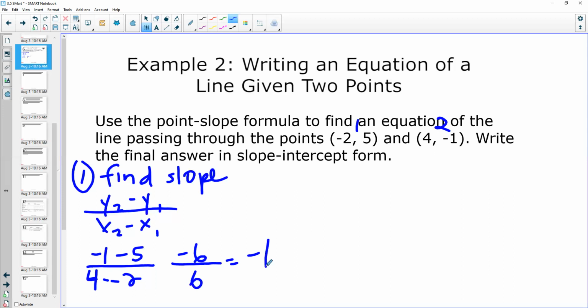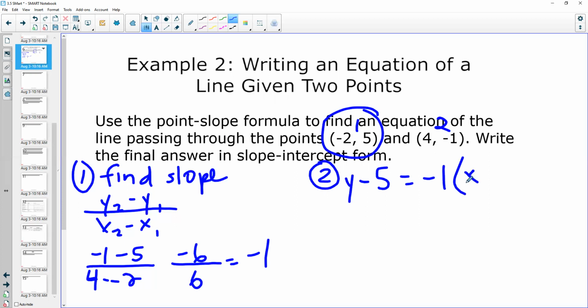Now, I'm going to write the equation. The key point here is that I can use either point. It doesn't matter. Use whichever, either -2, 5 or 4, -1. You don't need them both. You just use one of them. So I'm going to use this first one. So I'm going to have y minus the y value, 5, equals the slope, which is -1, times x minus -2. That's it. And then I'm going to simplify just like I've been doing.